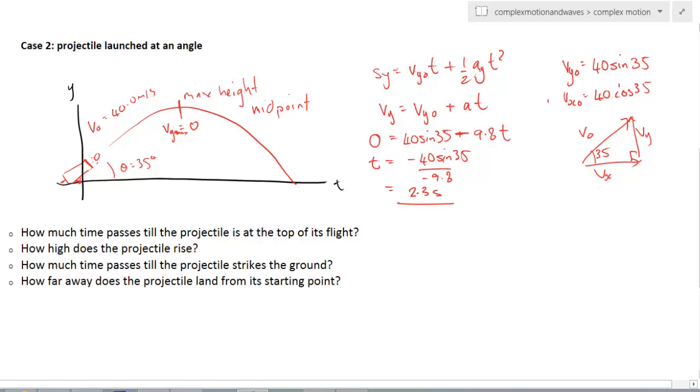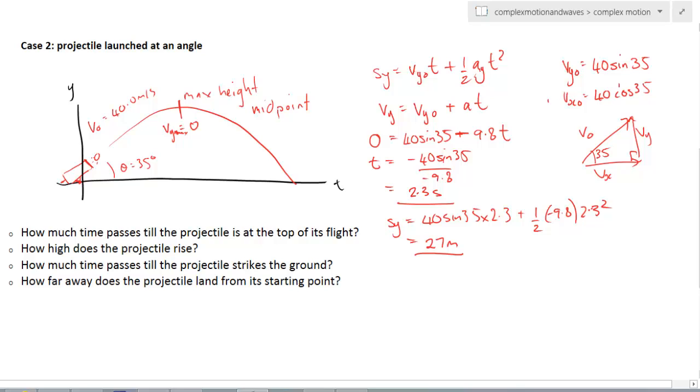So how high does it rise? Well, now that we know the time, we can actually substitute this time back into our initial equation and find out how high it rises. So Sy is equal to 40 sine 35 times 2.3 plus half of negative 9.8 times 2.3 squared. You work that out and it becomes 27 meters. So it rises up to 27 meters at 2.3 seconds.